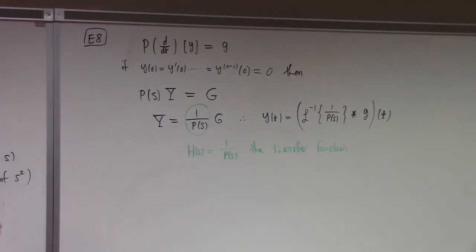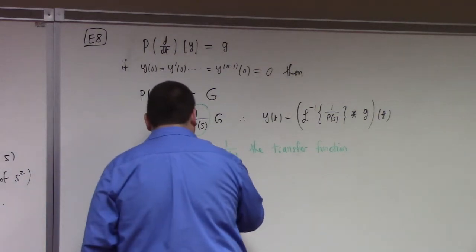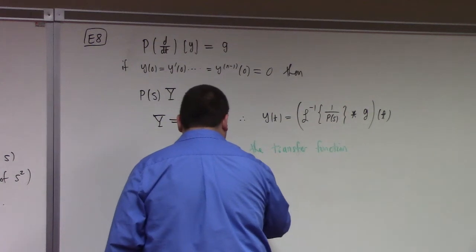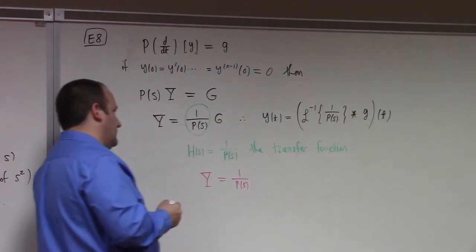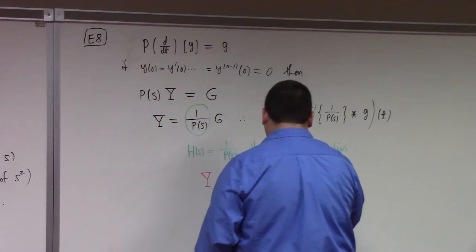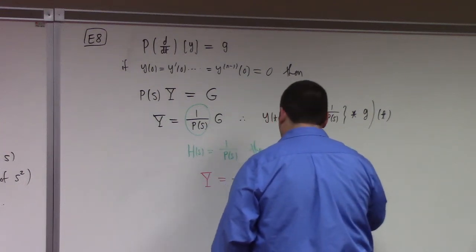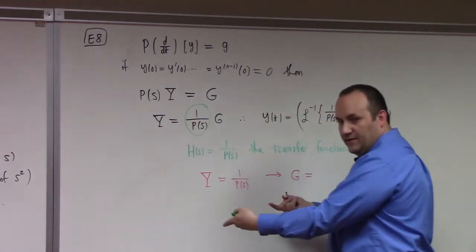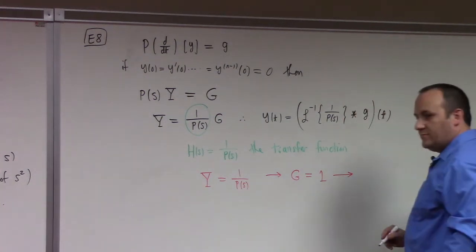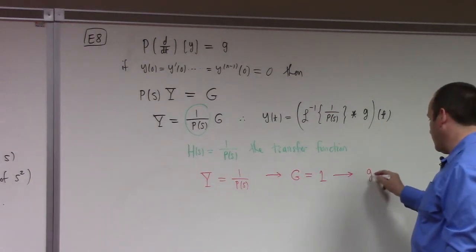So what if we just have y, what if we end up with y equals 1 over p of s? What would that mean about g? If we go through this process and we find that y equals 1 over p of s, what would that say about big G? It would say that big G was what? You can look at it. G would be 1, right? What would that say? What's little g then? If big G is 1, what's little g?